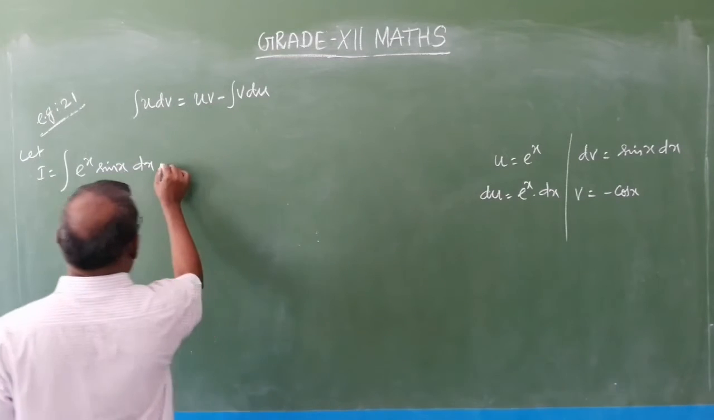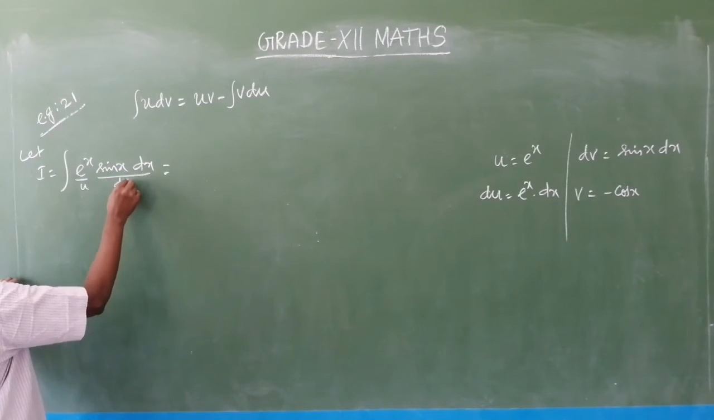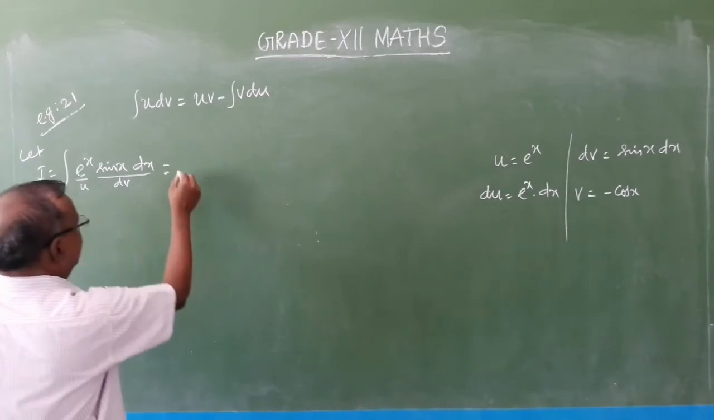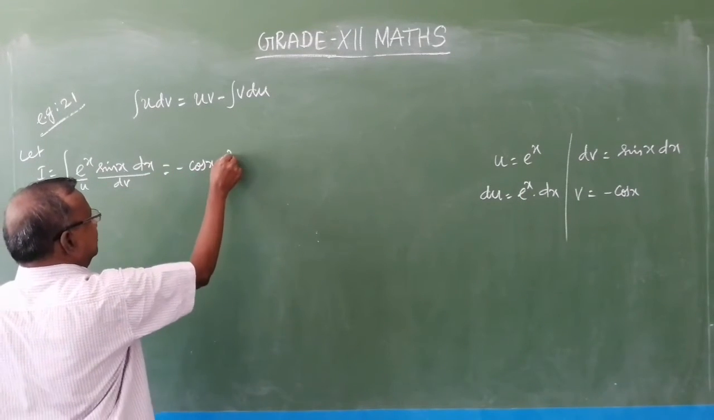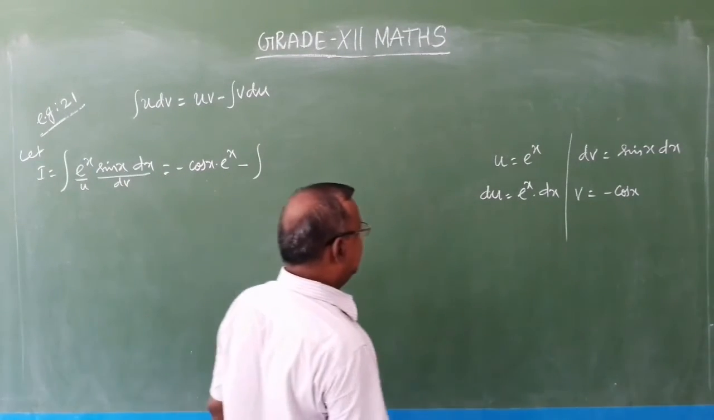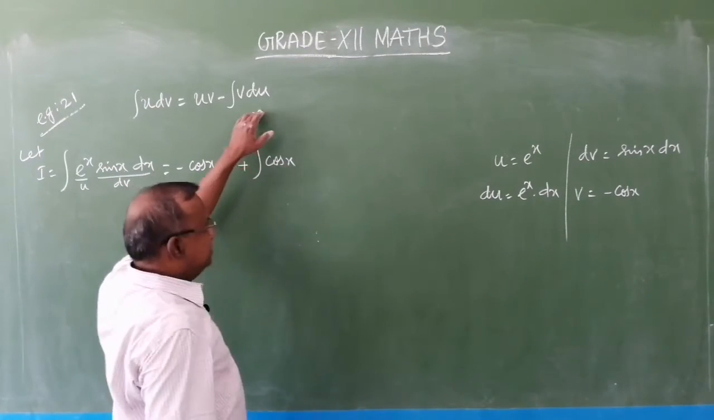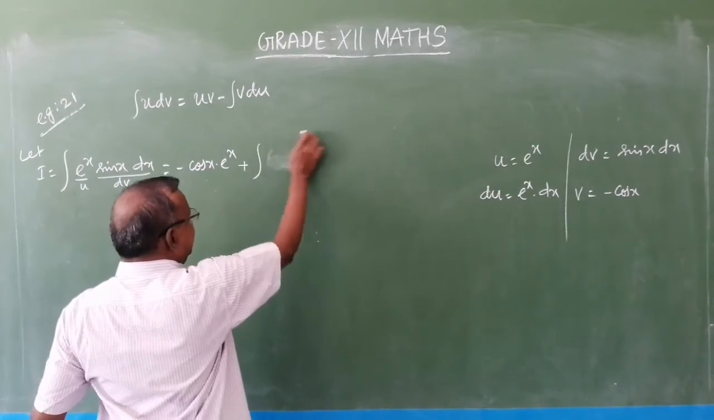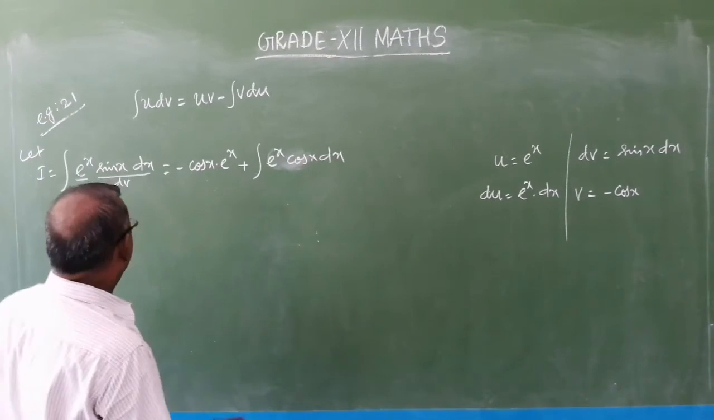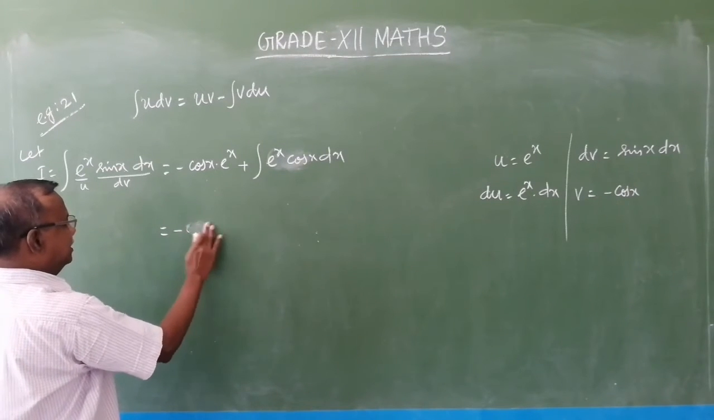Now, according to the formula, this is u and this function is dv. So, uv means minus cos x times e^x. Next, minus integral v du. v means minus cos x, minus into minus cos x, and du means e^x dx. So, again I am writing integral e^x cos x dx.